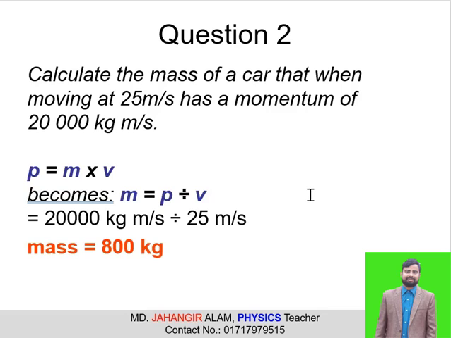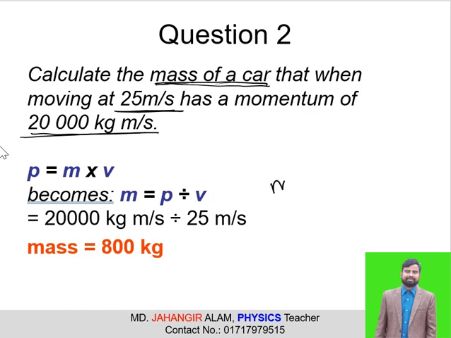Then next, question number two. Calculate the mass of a car that, when moving at 25 m/s, has a momentum of 20,000 kg m/s. Here, we know the formula. Momentum is denoted by small p, p equals m into v. But we have to calculate the mass of the car. So m equals p divided by v. Here p, momentum, is 20,000, and v, the velocity, is 25 m/s.